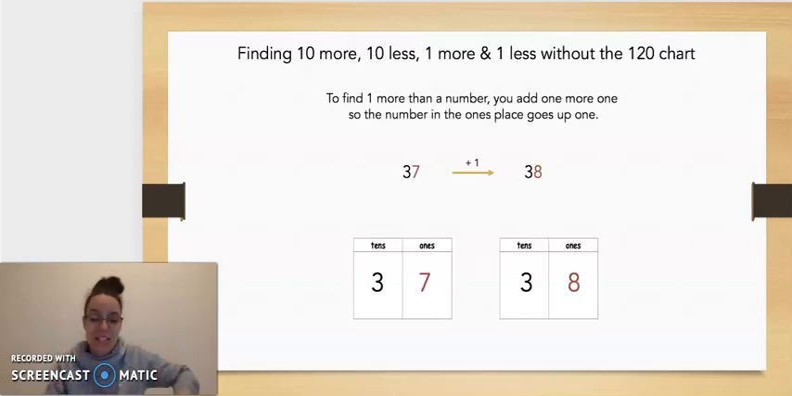All right. We did 10 more. We did 10 less. 1 more? So easy. You just count up 1. Or you just add 1 to the number in the ones place. So it goes from 37, we change that 7 to an 8 because 7 plus 1 is 8. So we change the number in the ones place up 1, from 7 to 8. Or you can just count up 37, 38.